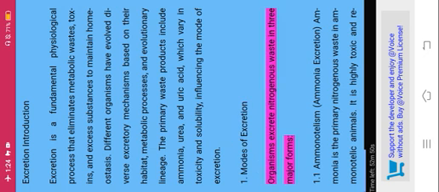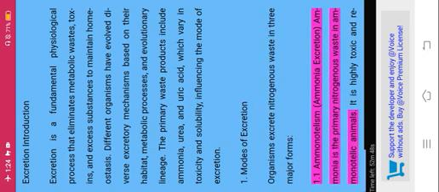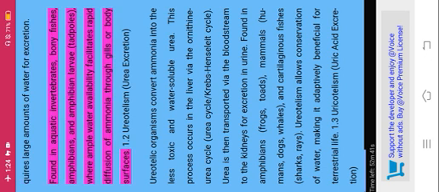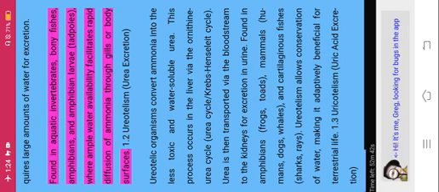1. Modes of excretion. Organisms excrete nitrogenous waste in 3 major forms. 1.1 Ammonotelism, ammonia excretion. Ammonia is the primary nitrogenous waste in ammonotelic animals. It is highly toxic and requires large amounts of water for excretion. Found in aquatic invertebrates, bony fishes, amphibians, and amphibian larvae (tadpoles), where ample water availability facilitates rapid diffusion of ammonia through gills or body surfaces.